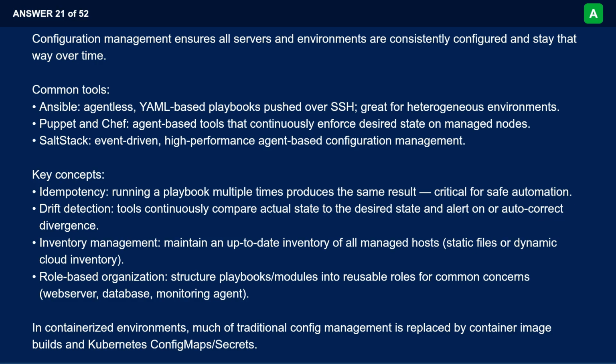Drift detection: tools continuously compare actual state to the desired state and alert on or autocorrect divergence. Inventory management. Maintain an up-to-date inventory of all managed hosts, static files or dynamic cloud inventory. Role-based organization. Structure playbooks and modules into reusable roles for common concerns: web server, database, monitoring agent. In containerized environments, much of traditional config management is replaced by container image builds and Kubernetes config maps and secrets.